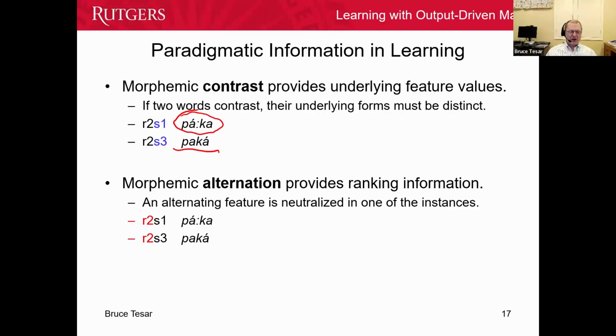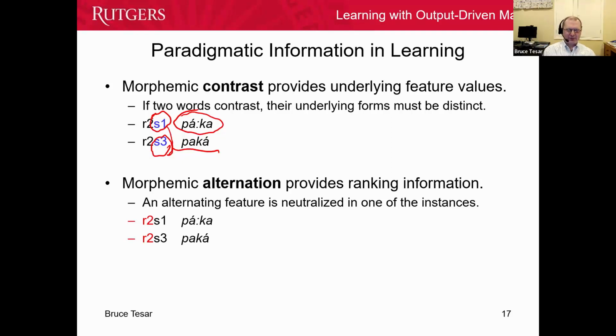One's got a stressed long vowel as its first vowel, and the other has a stressed short vowel as the second vowel. So that tells us that there must be something different about the underlying forms for the two suffixes that's responsible for the difference in the output of the words. It can't be something about the underlying form of the root alone, because it's the same underlying form in both cases, because the root is the same. So we're getting some kind of evidence for a distinction in the underlying feature values when we see morphemic contrast in that way. Replace one morpheme with another, get a different output.